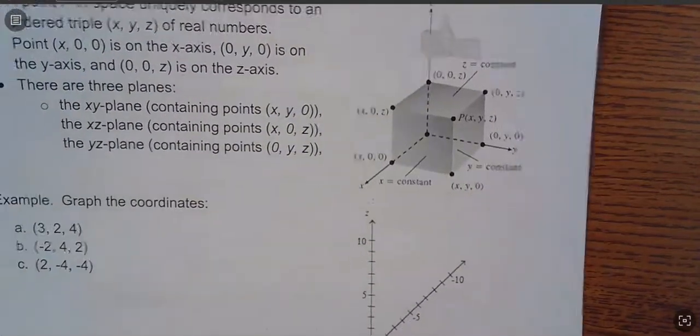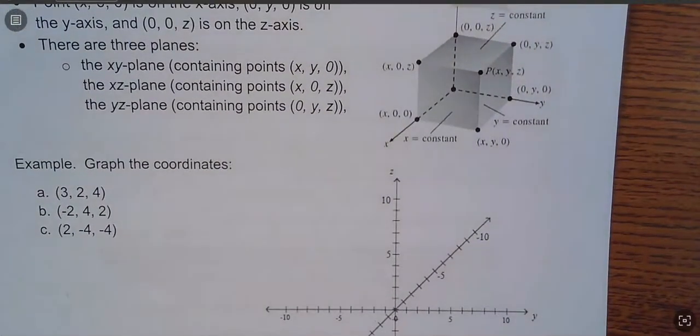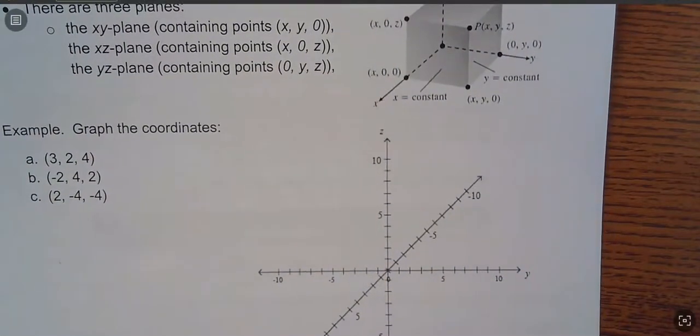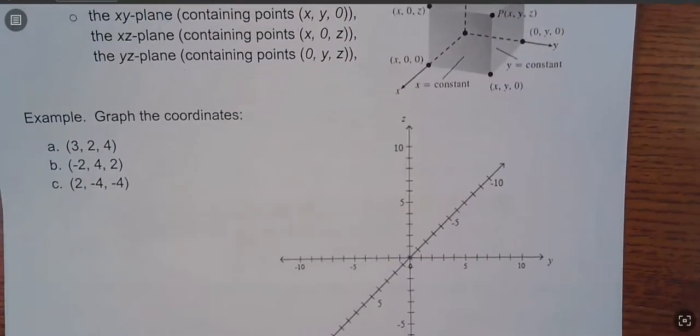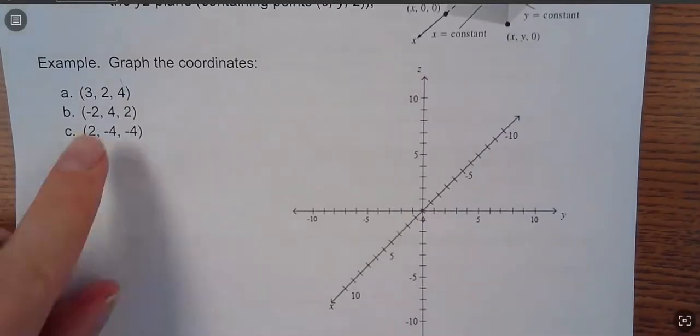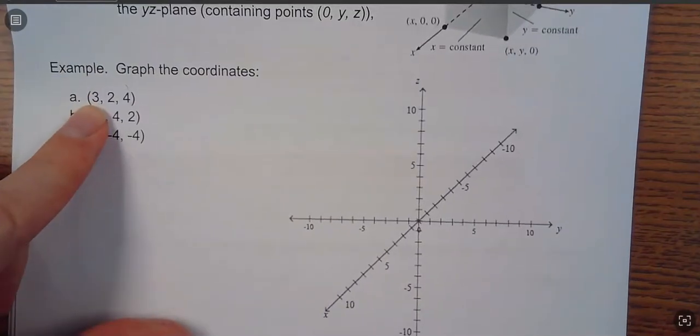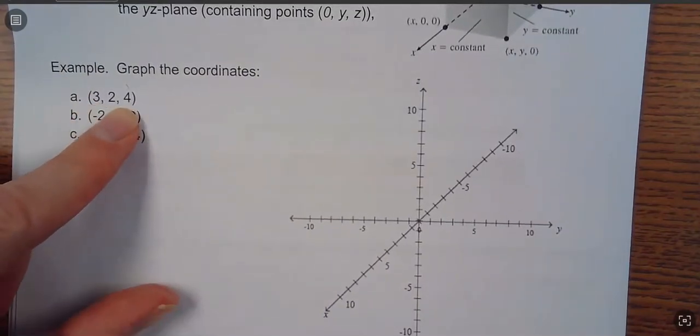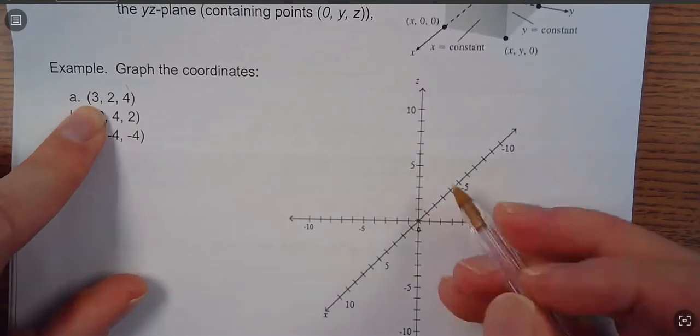It's not super easy to graph these. Some of you who are more artistic are probably going to find this a little bit easier than those of us who aren't. I'm going to try to use different colors too. So this first one says go 3 in the x direction, 2 in the y direction, 4 in the z direction. So first I'm going to go 3 in the x direction.